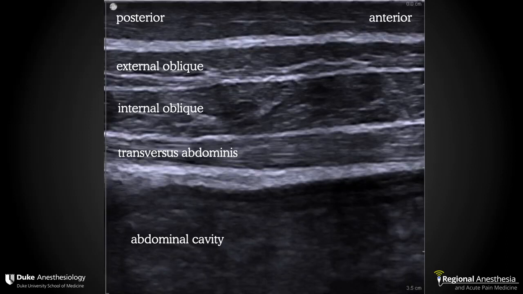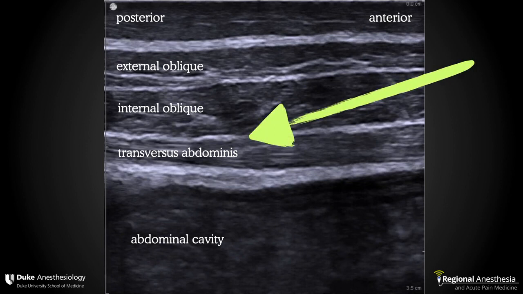Here's a typical sonogram for the TAP block. Note the 3 layers of muscle with subcutaneous fat above and the abdominal cavity below. The TAP plane is the bright fascial line between the internal oblique and transversus abdominis muscle. This is where the nerves travel. A needle will be seen entering the screen from the anterior aspect.